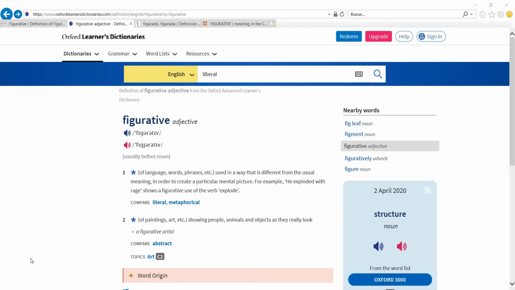Hello, today I want to talk to you about figurative language. What do we mean when we use figurative language? First off, we think about figurative language when we think of its opposite, which is referential language, right?